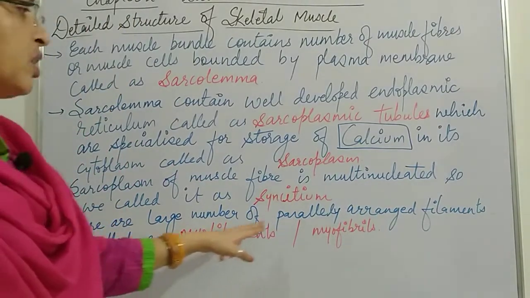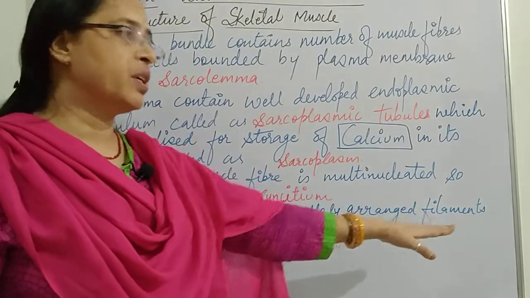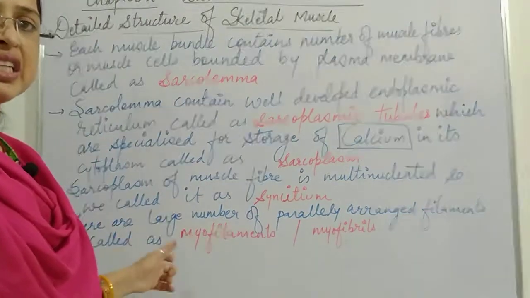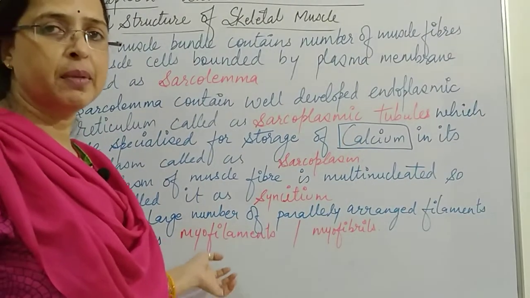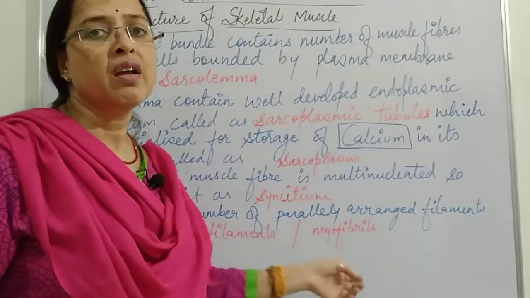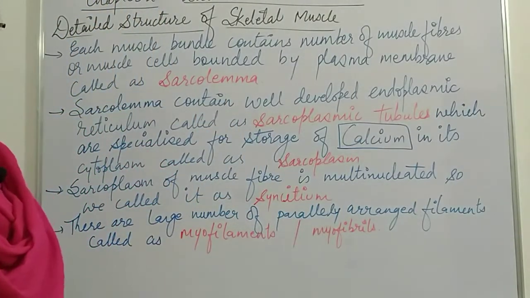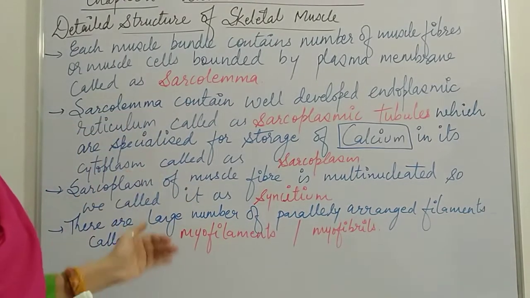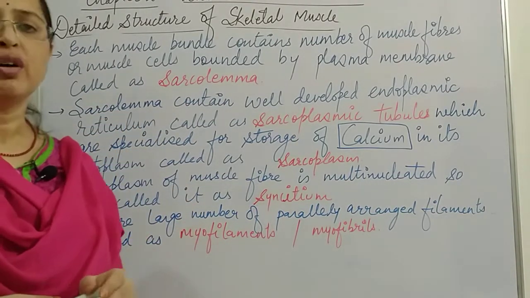There are a large number of parallelly arranged filaments present in the muscle cell. These filaments are called myofilaments or myofibrils. So you have seen over here the different terms which we are using. Now we will discuss the detailed structure of muscle.